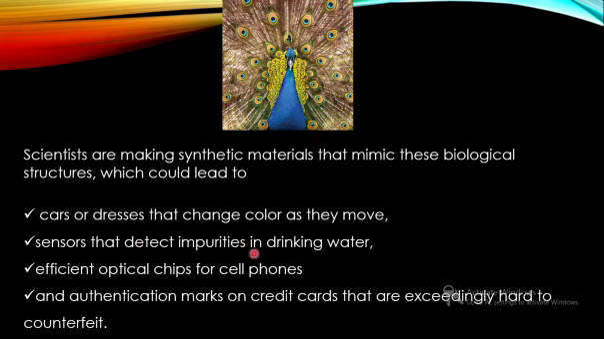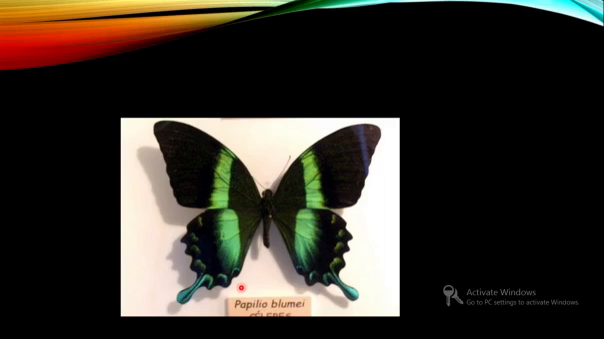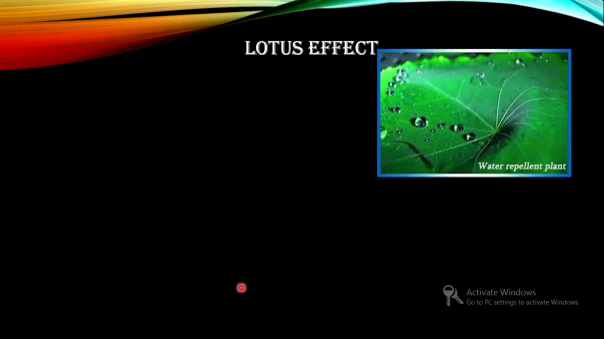Yeah, another beautiful one. And another thing is that we can have efficient optical chips for cell phones and authentication marks and credit cards that are exceedingly hard to counterfeit. So all these kinds of applications are thought of by the scientists. Okay, so thanks to the butterfly which has been studied, Papilio blumei, to infer the nanostructures. Another thing, so that was about how the color could be changed based on the nanostructure.